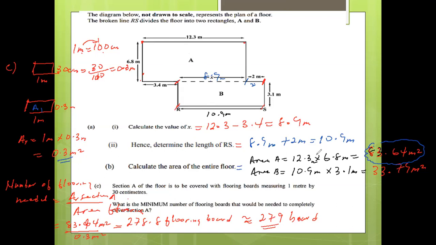So you have your room, which is 83.64 meters square. You have the area of the tile, which is 0.3 meters square. All you have to do is divide. You are going to see that the area of your room divided by the area of your tile will give you the number of tiles you need for that room. That clear now?